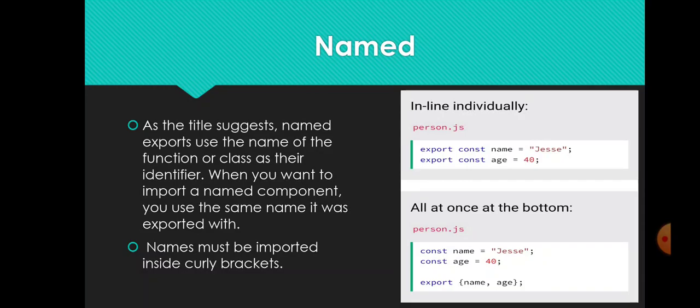This can be done in two ways. One is inline, which is done individually by adding the keyword export as a prefix to each and every piece of code. The other way is to club together all the ones that you want. We could see there are two classes, name and age, so we'll just put name, comma, age.